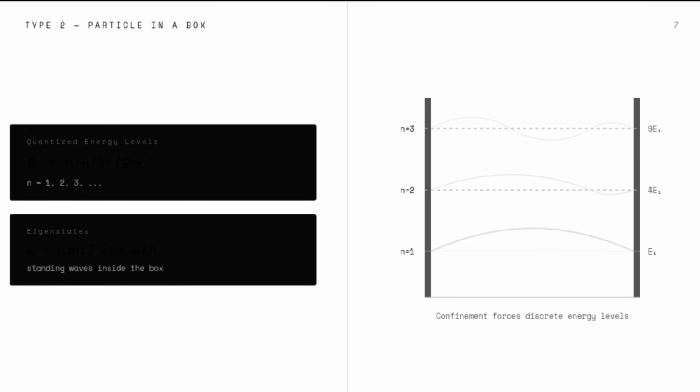The energy levels are E_n equals h bar omega times the quantity n plus 1/2. Two things jump out immediately. First, the levels are evenly spaced. Each one is exactly h bar omega above the previous. That spacing is the fundamental unit of energy for this system.